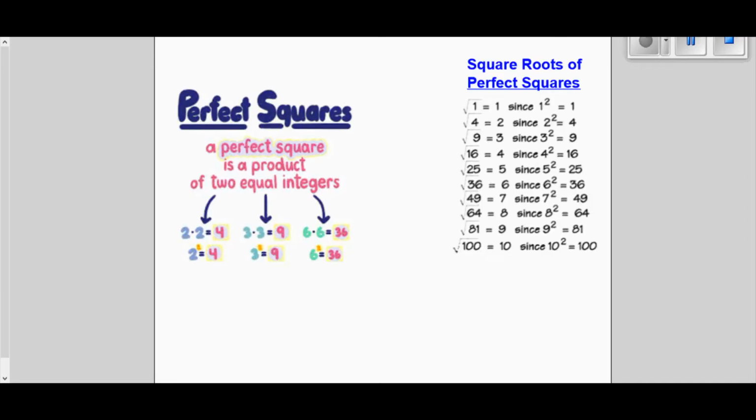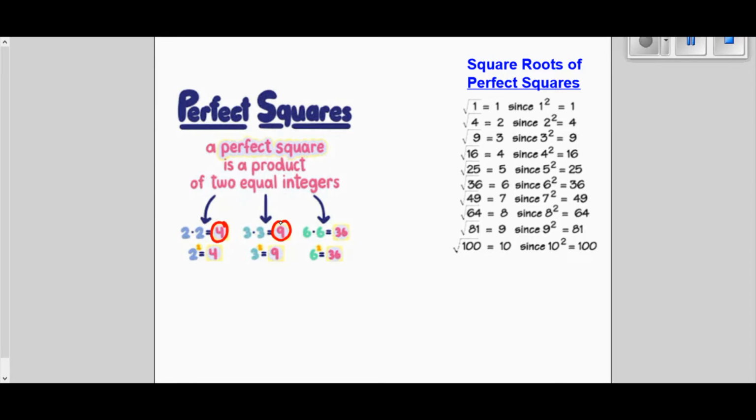So perfect squares, what are they? A perfect square is a product of two equal integers. So, for example, when I multiply 2 times 2, I get 4. This means that 4 is a perfect square because when I multiply 2 by itself, I get 4. Another example, if I multiply 3 by itself, that's a product of two equal integers. 3 times 3 equals 9. So that product is 9, so 9 is a perfect square.